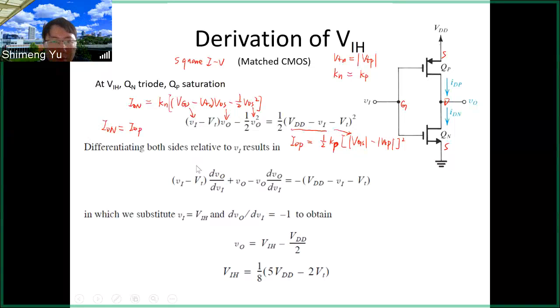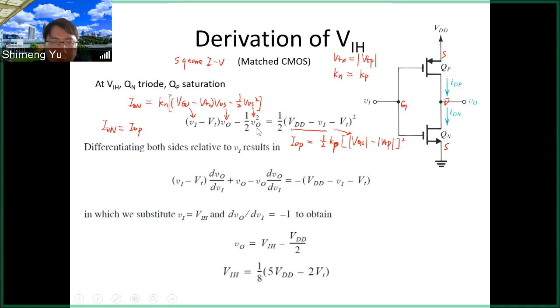And then the next, we will have some tedious derivations. I don't require that, but we will quickly go through the derivation here. What is important is the approach. Basically, you first determine the transistor's operation region. Second, you set the NMOS and PMOS currents equal to establish this equation. The rest is to differentiate both sides relative to the VI.